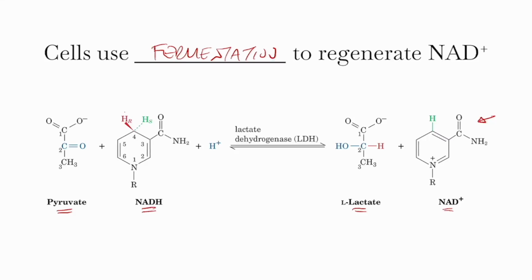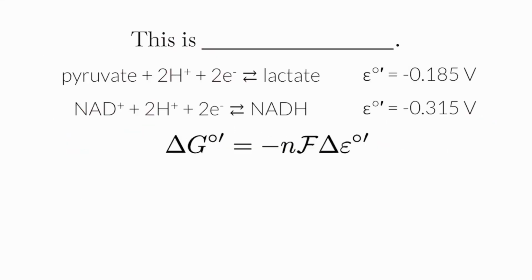The way that we're doing it is we're doing a redox reaction. We are taking a hydride off of the NADH, we're sticking it onto carbon 2 of pyruvate, generating lactate. So we are oxidizing NADH and we are reducing pyruvate to form lactate. Whew. Okay. This is a favorable reaction, and we can see that by looking at the standard state reduction potentials of this.